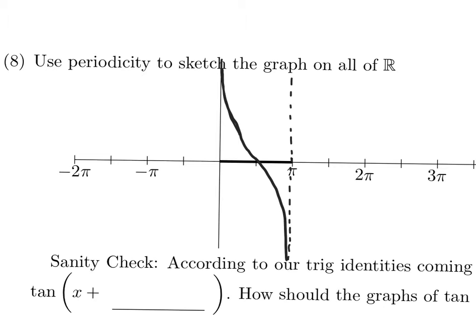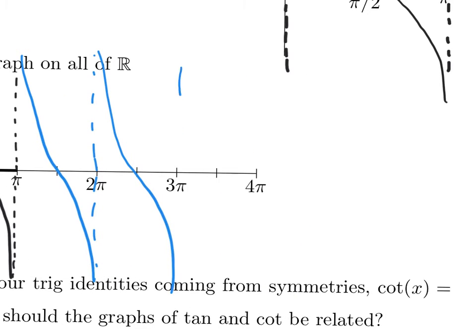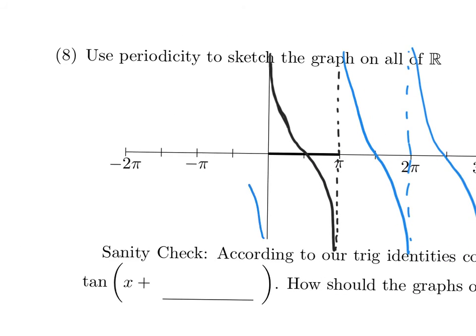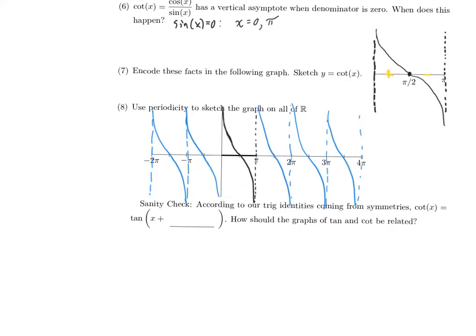And if I want to get the graph of cotangent on the whole of the real line, now I can just repeat that pattern. Between pi and 2 pi, I should see the same pattern again. Between 2 pi and 3 pi, between 3 pi and 4 pi, between negative pi and 0, between negative 2 pi and negative pi. So there's the graph of cotangent.